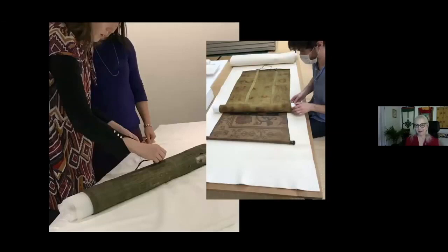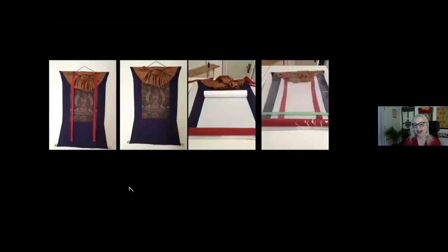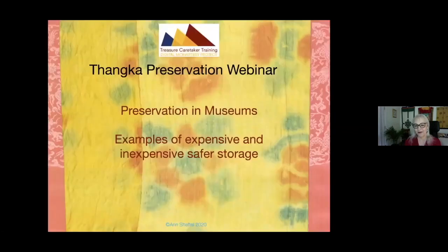We can learn a lot about handling from museums. They're very, very careful. And the museum people, the conservators, the curators, they're excellent in handling. This thangka could not be stored flat, but the curator and conservator are rolling it around something, so it's not crushing itself. We learn about shipping flat, and we learn about storage.